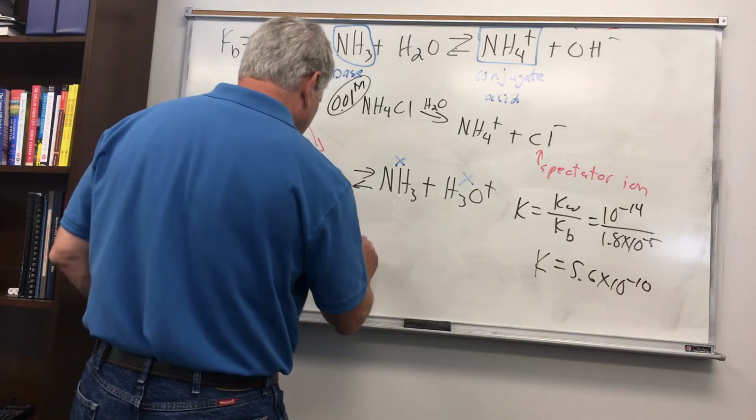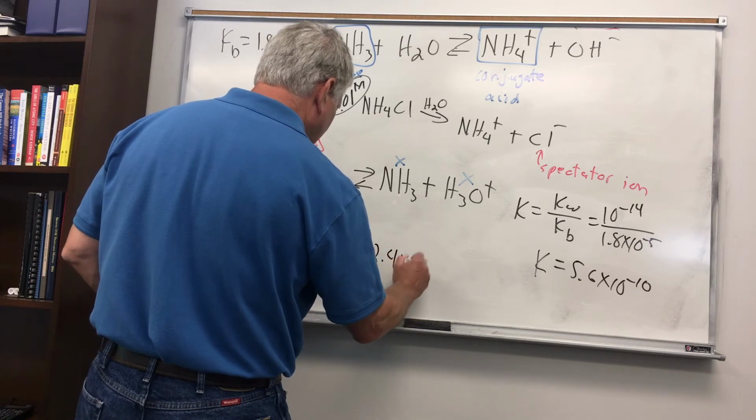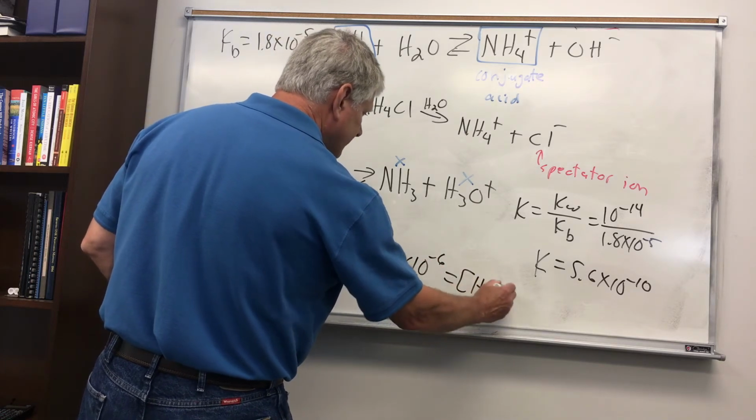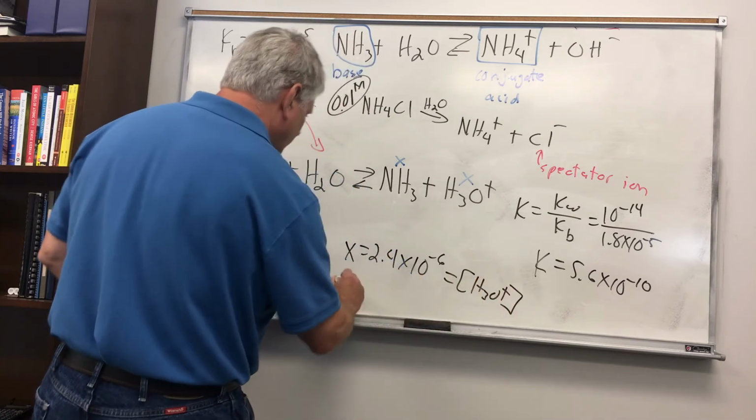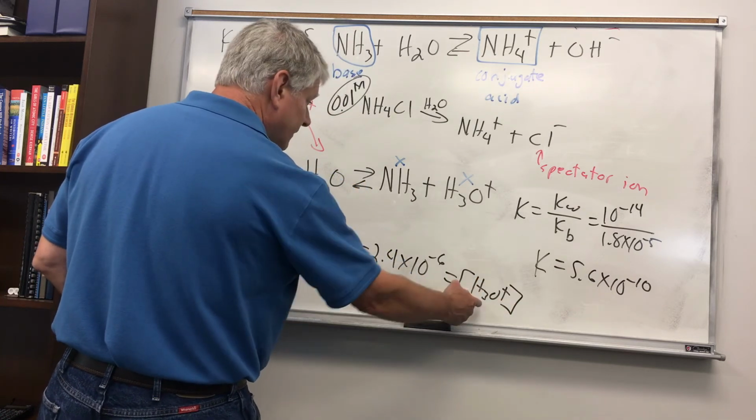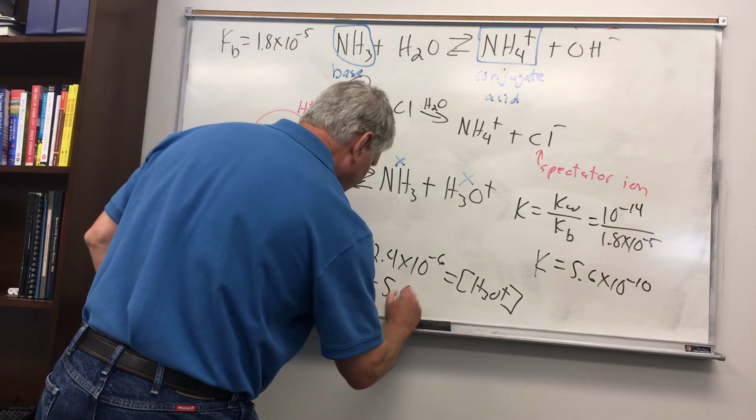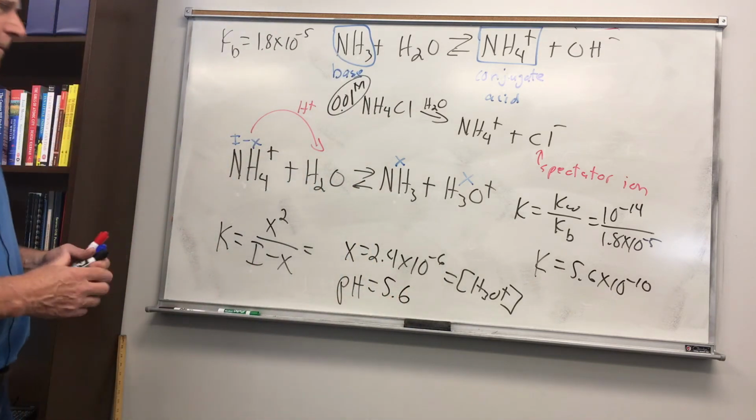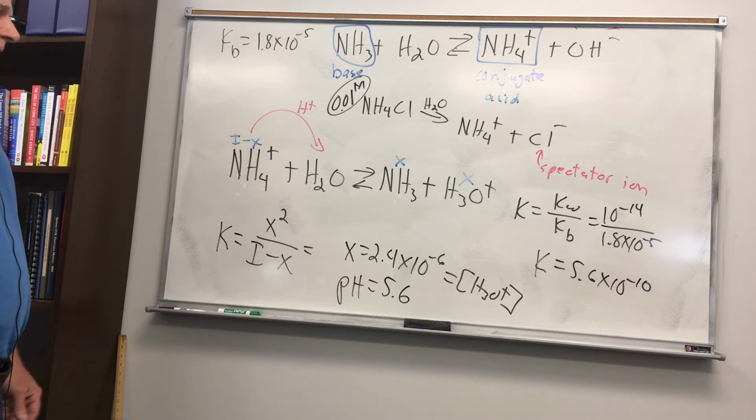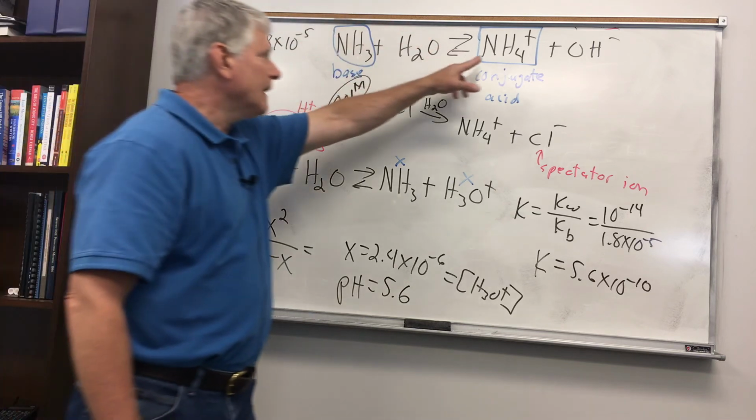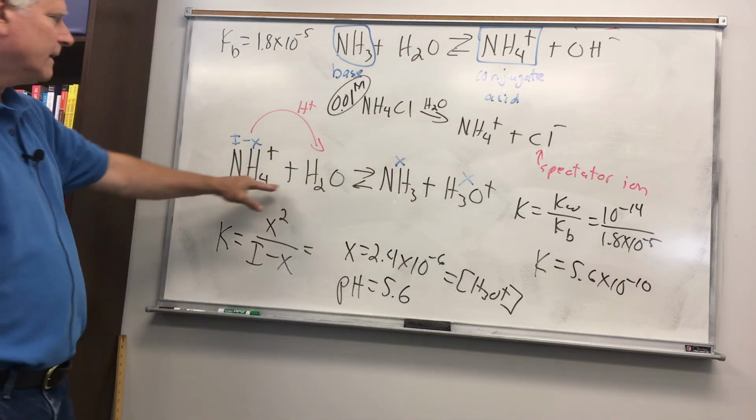So I put 0.01 molar in for the initial amount. The X equals 2.4 times 10 to the minus 6. And this is the H3O plus concentration. So we can find the pH directly from the H3O plus concentration, 5.6 for the pH. So it's slightly acidic because this is a conjugate acid reacting with water.